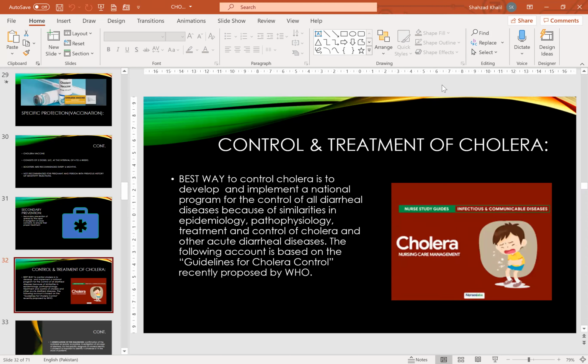Control and treatment of cholera. The best way to control cholera is to develop and implement a national program for the control of all diarrheal diseases, because of similarities in epidemiology, pathophysiology, treatment, and control of cholera and other acute diarrheal diseases. The following account is based on the guidelines for cholera control recently proposed by WHO.